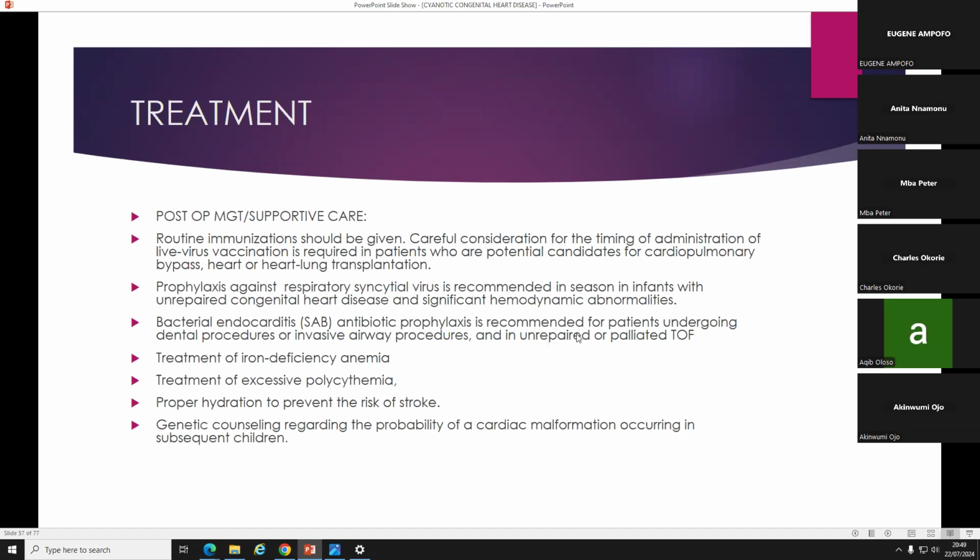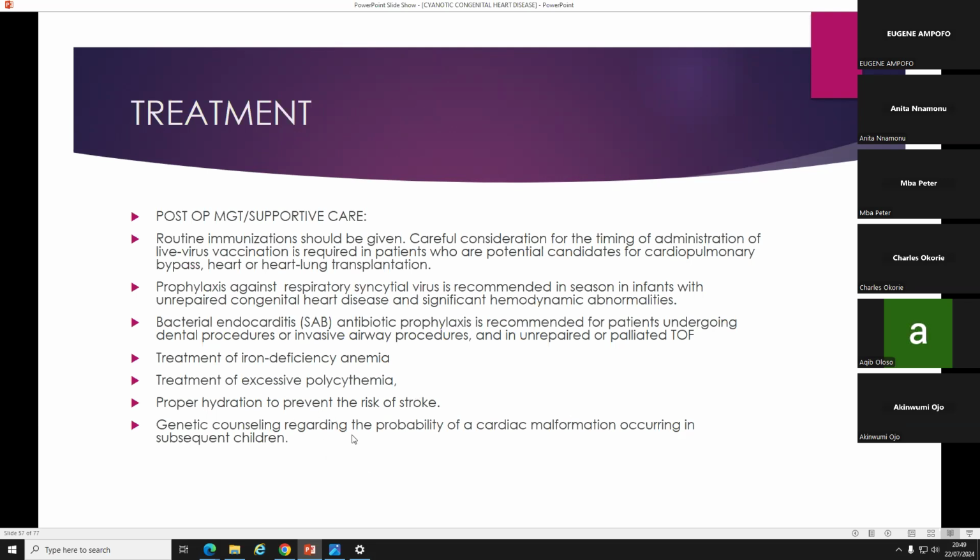Prophylaxis against RSV is recommended in the respective season, for example, in winter season, in infants with unrepaired congenital heart disease and significant hemodynamic abnormalities. Bacterial endocarditis antibiotic prophylaxis is recommended for patients undergoing dental procedures or invasive airway procedures, airway support, tracheostomy, etc., and in unrepaired or palliated TOF. So endocarditis is a very serious complication that can occur, and cyanotic congenital heart disease is considered high risk. So patients going for dental procedures should have antibiotic prophylaxis.